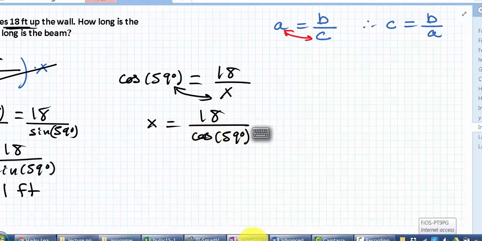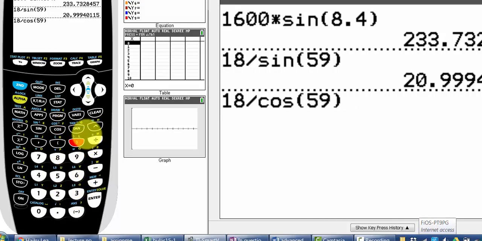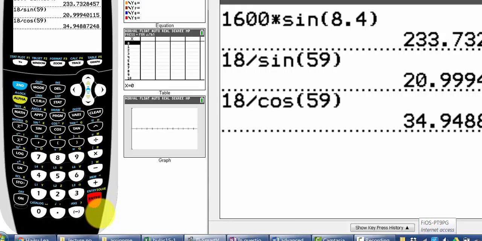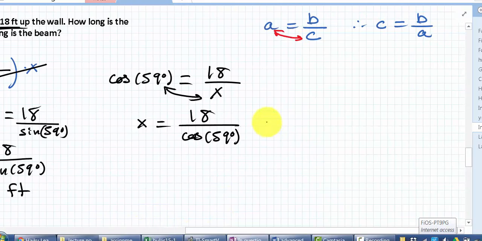All right, what is this? Let's figure it out. 18 divided by cosine of 59. I forgot my cosine. Actually, I didn't forget. The computer is really a big mess. Cosine of 59, and it doesn't take all the keys. All right, so it is about 35 feet. So this time it's a longer ladder, right? The other one was 21 feet, and this time this is about 35 feet. Okay, all right. Let's do one more problem, and I'll stop this video.